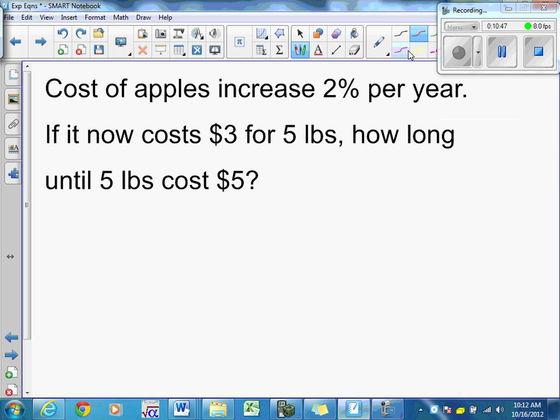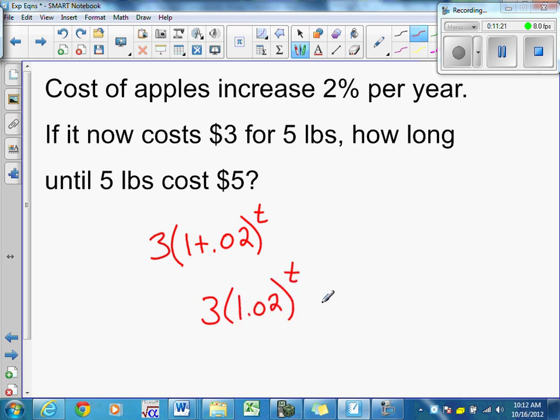Before we have a problem, I'll come back to that, such as this. The cost of apples increases 2% a year. If it now costs $3 for 5 pounds, how long until 5 pounds costs $5? Now we need to go back, use our formulas. On this homework, we're going to have to use those compound interest formulas, those continuous interest formulas. All those formulas we're still going to have to use, so you need to pull them out. So now, it costs $3. It increases 2% a year, so that is 3 times 1.02^t. And we want to know, when does that equal $5?